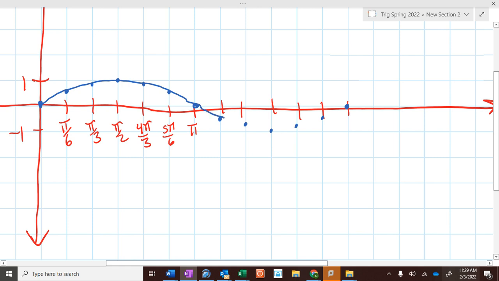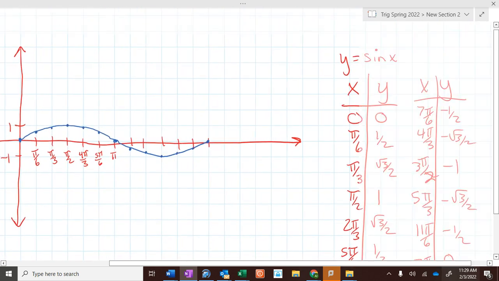Not a DNA strand yet. We'll talk about that later. But it kind of starts to look like it. If you combine sine with negative sine, then it really looks like a DNA strand. Okay. All right. Then let's keep going.